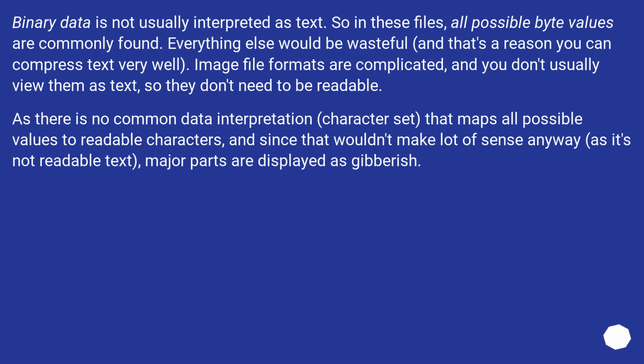Binary data is not usually interpreted as text. So in these files, all possible byte values are commonly found. Everything else would be wasteful, and that's a reason you can compress text very well. Image file formats are complicated, and you don't usually view them as text, so they don't need to be readable. As there is no common data interpretation character set that maps all possible values to readable characters, and since that wouldn't make a lot of sense anyway, as it's not readable text, major parts are displayed as gibberish.